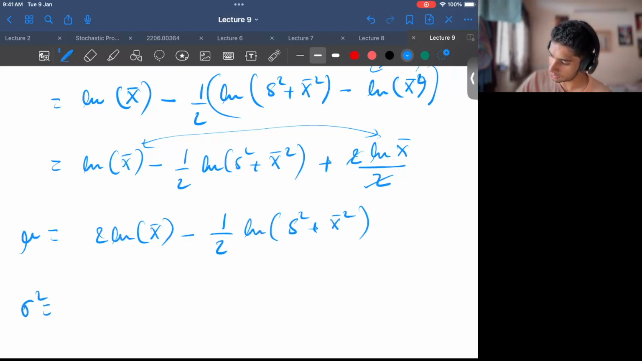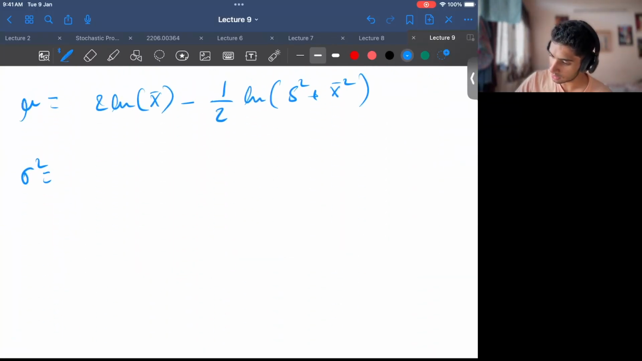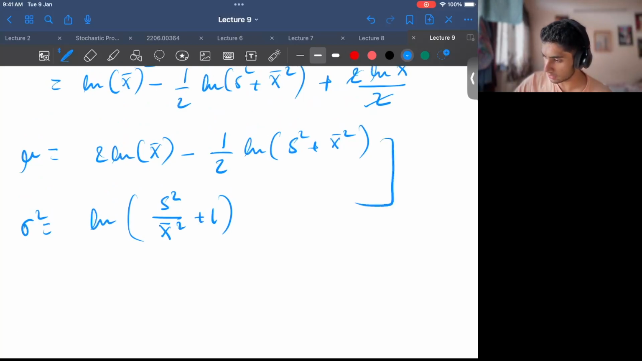And your sigma square was what? Sigma square was this thing: log of s square by x bar square plus 1. So these are your basically moment estimates for mu and sigma, right? Nothing, just a lot of simplification. So in estimators, you just have to do a lot of simplifications. That's all.